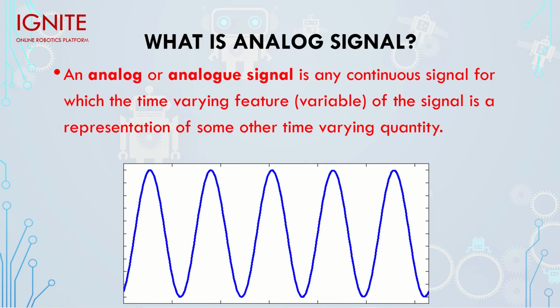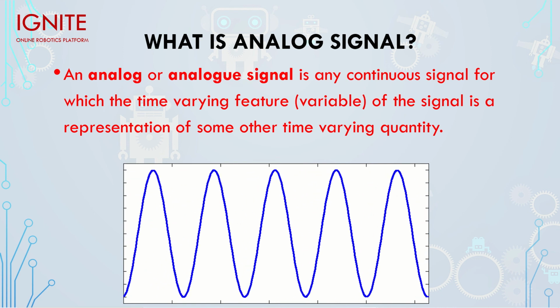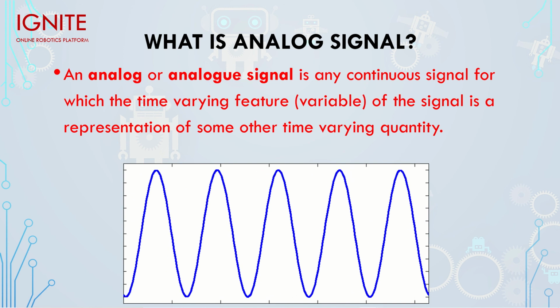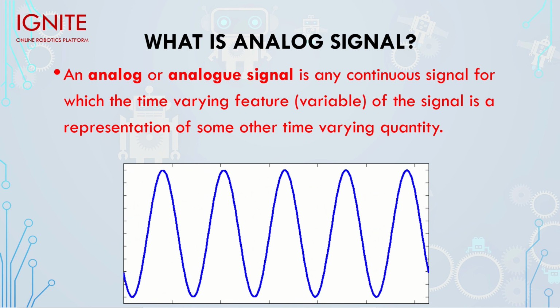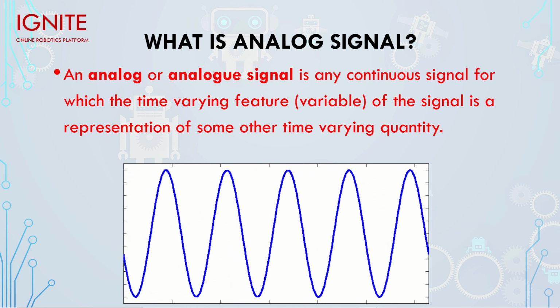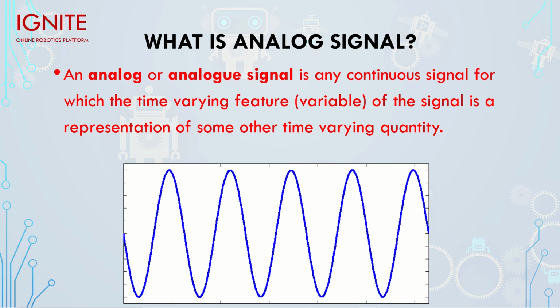Now the two points that we want to discuss are what is analog and what is digital. So what is analog? Analog is any continuous signal for which the time varying feature of the signal is a representation of some other time varying quantity. What is the meaning of this? The meaning is very simple. Analog signals are signals whose value is continuously changing, and the value is not changing in steps. It's not like from 0 it will directly reach 1. It will go from 0 to 0.1, 0.2, 0.3, 0.4 and then reach 1.